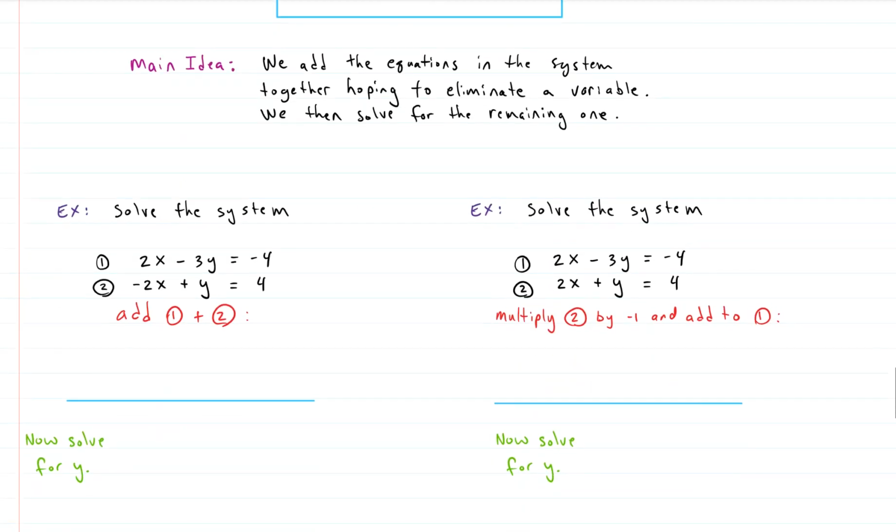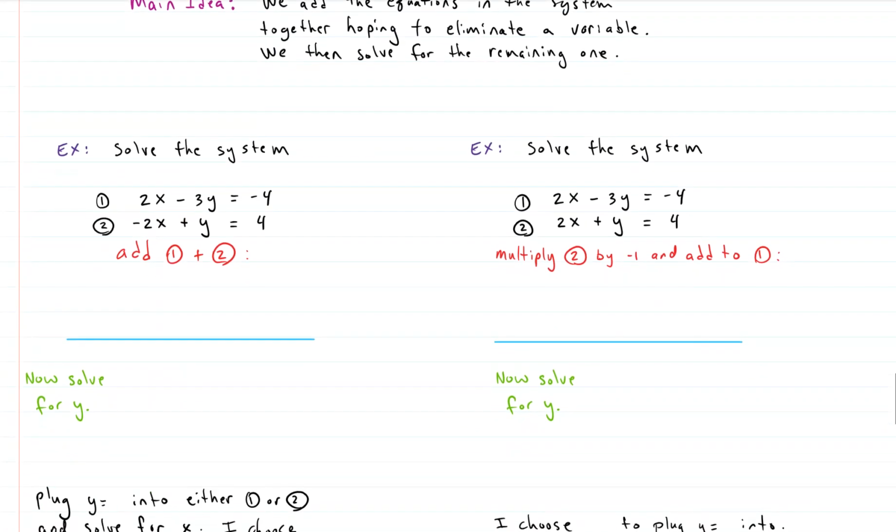So I have two examples here, one on the left and one on the right. We'll do the one on the left first. So here's our system. Equation 1 and equation 2.